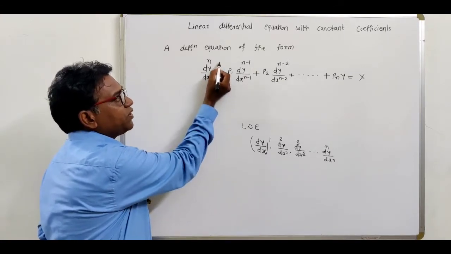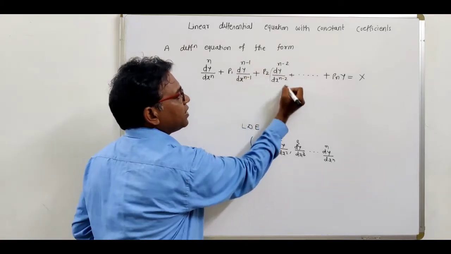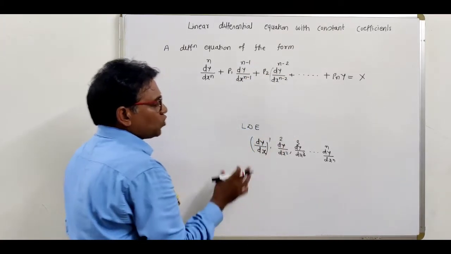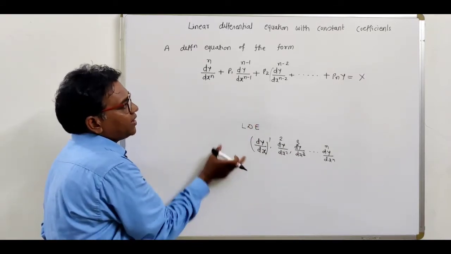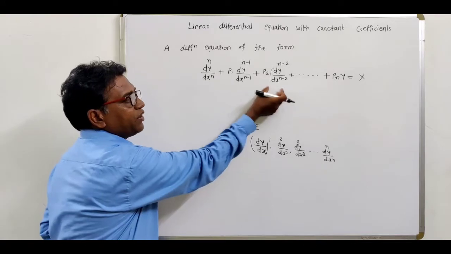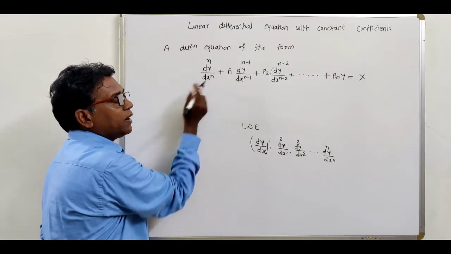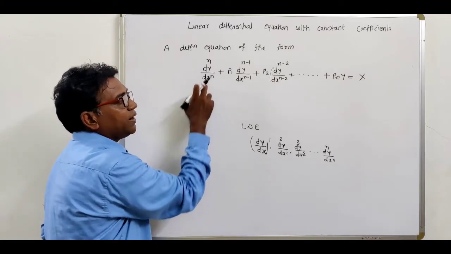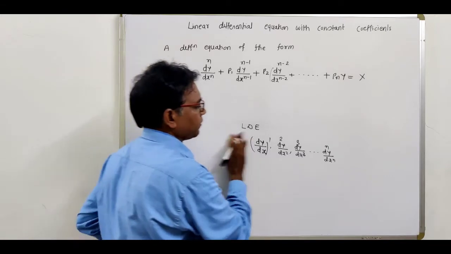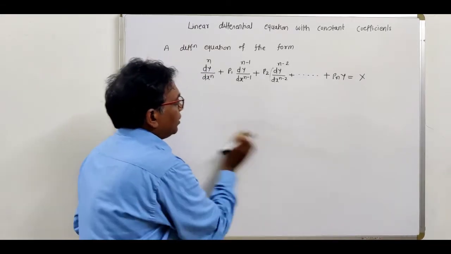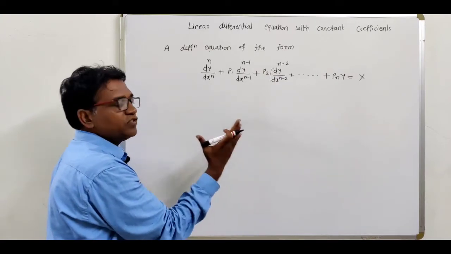The degree of this first derivative is 1. The degree of this second derivative is 1. The degree of this third derivative is again 1. So this is an equation which contains the different derivatives of dependent variable y with respect to independent variable x with degree 1. So this is called the linear differential equation. Now obviously it is the nth order linear differential equation.